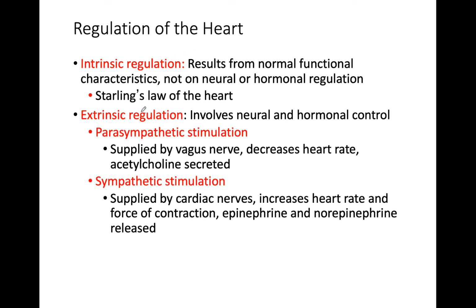Extrinsic regulation is going to be externally controlling the heart, and two ways to do that is with neural and hormonal control. The neural control is going to be this part, the parasympathetic and sympathetic response. Parasympathetic innervation is done through what's called the vagus nerve, and this helps to decrease your heart rate and relax you. The sympathetic stimulation is done by cardiac nerves. This is all about panicking and the fight or flight response. So we're going to increase the heart rate, we're going to increase contractility, and we're going to release the hormones epinephrine and norepinephrine.